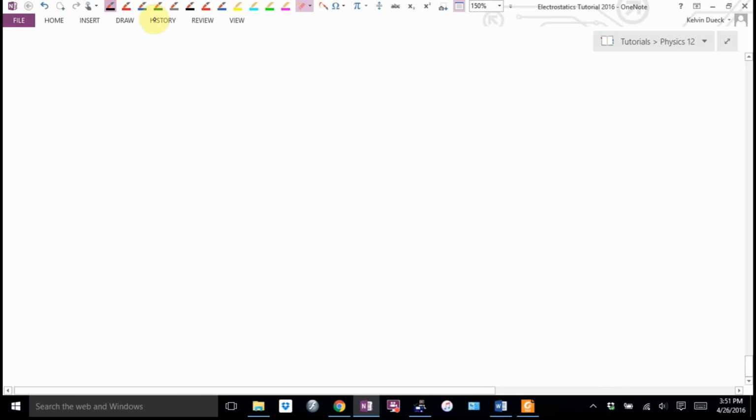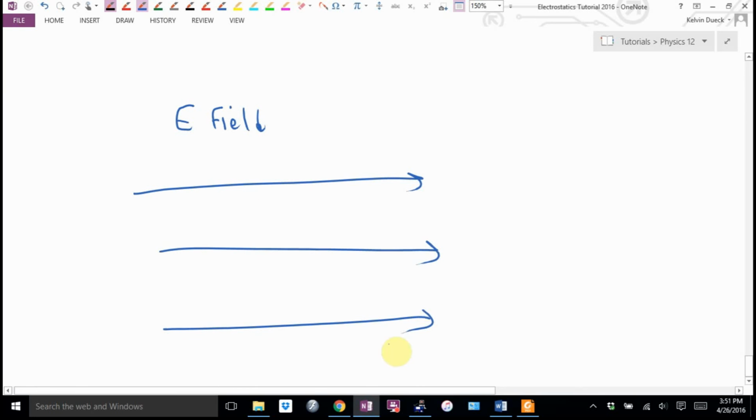If the electric field is this way, which way will an electron sitting right here want to move? Left. Why? Because an electric field is defined as which way a positive would want to move. Which way will a positive want to move? Look at the arrows. So which way will a negative want to move? Left.